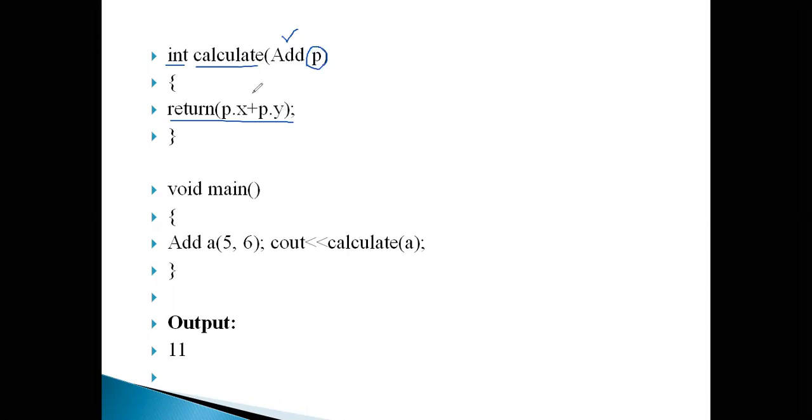For example, the x value is 5 and the y value is 10. So p dot x plus p dot y means 5 plus 10, that is 15. The value will be returned. Come to the main function. In the main function, I am calling add a comma 5. Here the x value is 5 and the y value is 6. So adding 5 plus 6, sorry, 5 plus 6 is 11. So it is displaying the output as 11. So this is the way we work with a friend function.